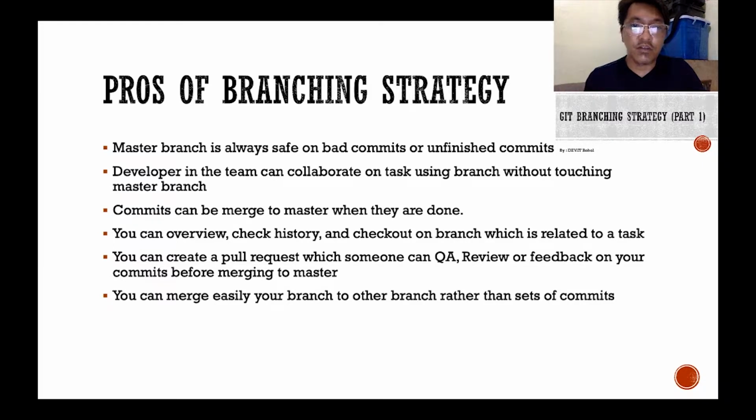Developers in the team can collaborate on a task using a branch without touching the master branch. So if we have a branching strategy, we will create a branch for a certain task, and then that branch can be shared with other developers. So the master branch remains untouched. Commits can be merged to master when they are done. So when the developer is done with the task and is confident that he solved the task, that's the time it will be merged to master.